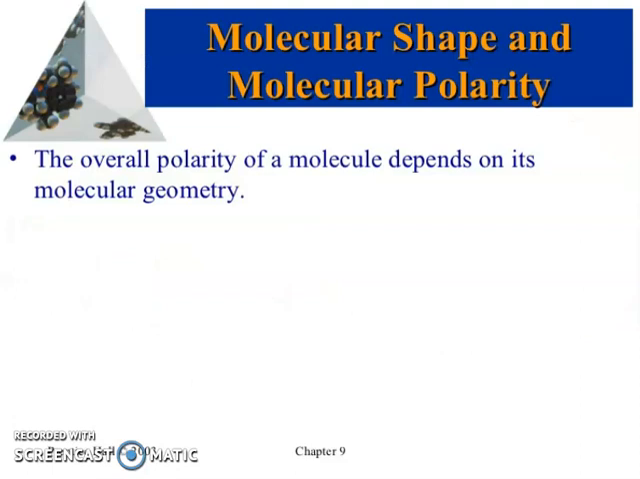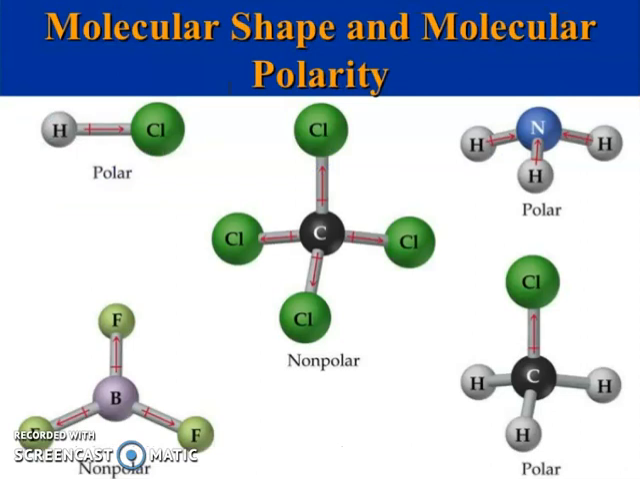The overall polarity of a molecule depends on its molecular geometry. So, these are examples of polar and non-polar: polar ammonia, polar methyl chloride, and non-polar BF3.